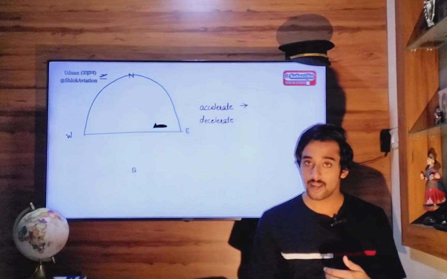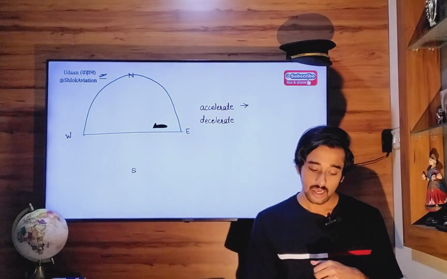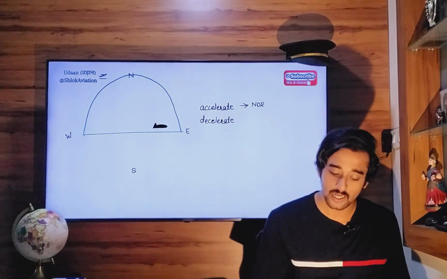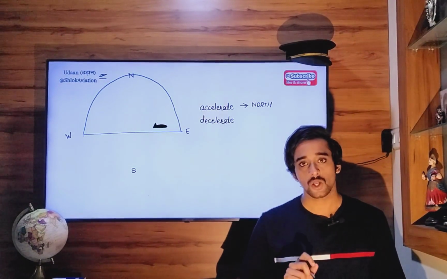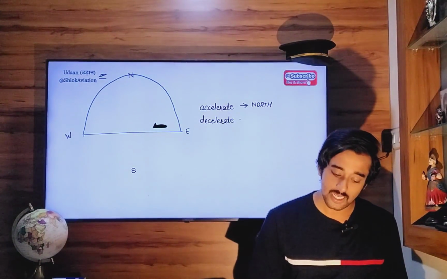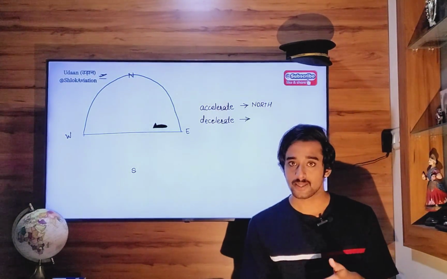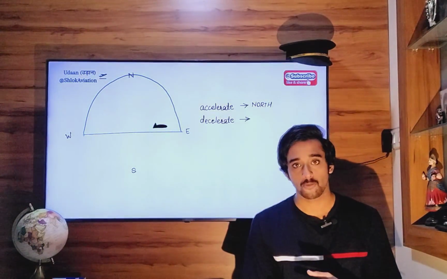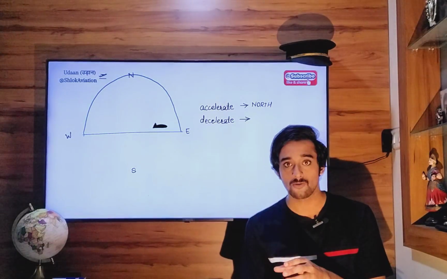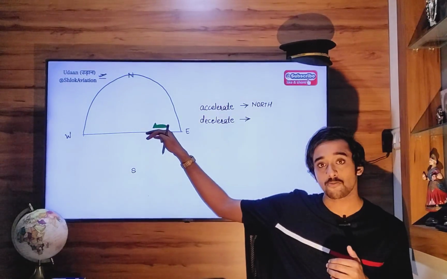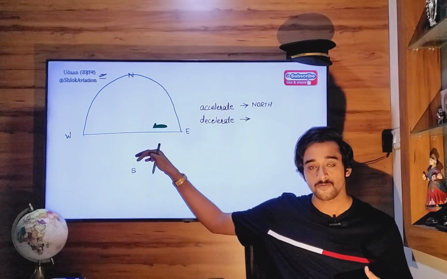So when this aircraft accelerates on an easterly heading, there will be an apparent turn towards the pole which is nearest to it. Now this aircraft is in the northern hemisphere, so the nearest pole is the north pole. Whenever it decelerates, the magnetic compass will show an apparent turn towards the south pole, towards that pole which is far away from that aircraft. If you are in the northern hemisphere, the pole that is far away from you will be the south pole.